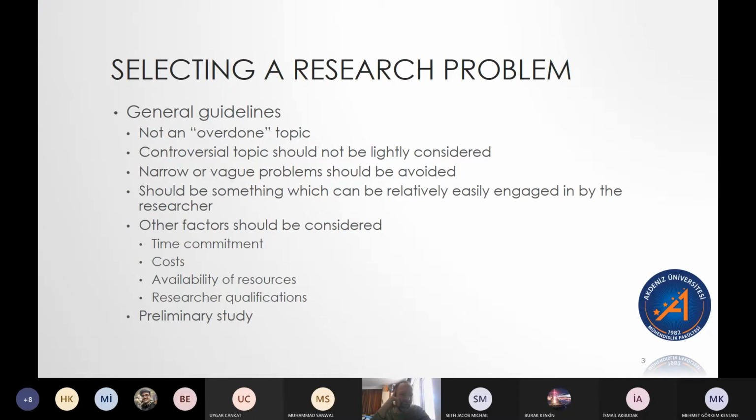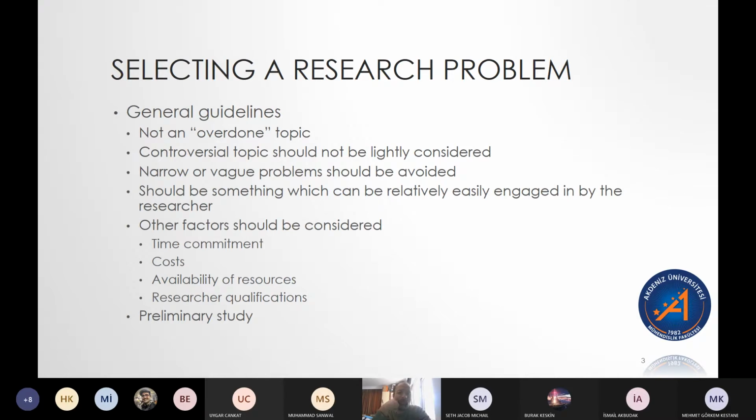Another guideline: controversial topics should not be lightly considered. In other words, controversial topics can be interesting, but it doesn't necessarily mean that we should always be the ones to study them, because, especially if we don't do a very good thorough job of it, it can cause problems, bad problems, if things are not done well. Narrow or vague problems should be avoided. We'll get into a couple of examples at the end, some ambiguity in the examples at the end.